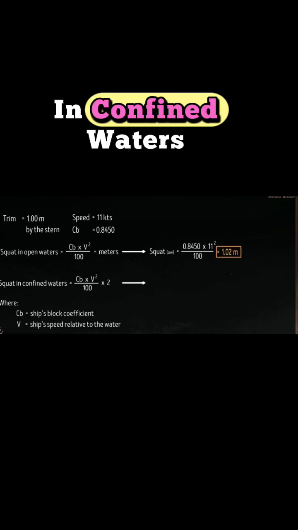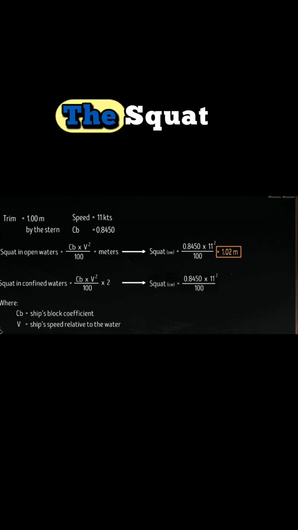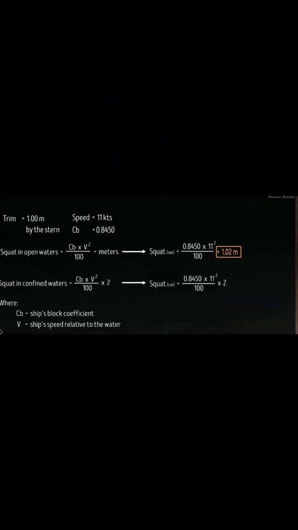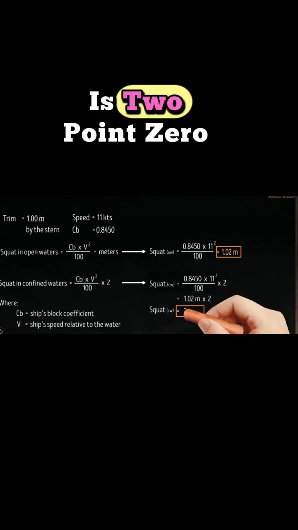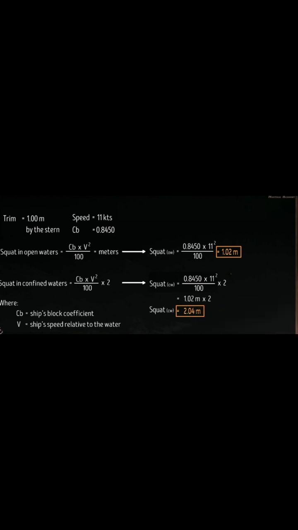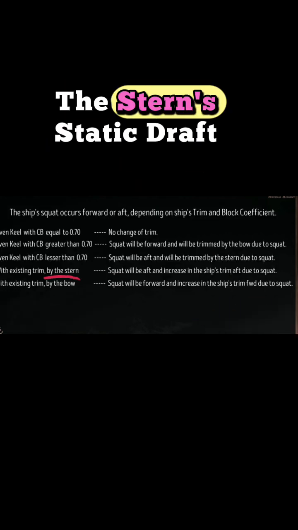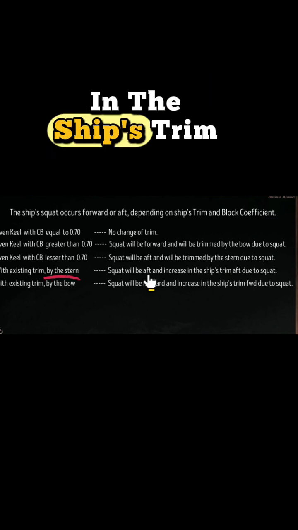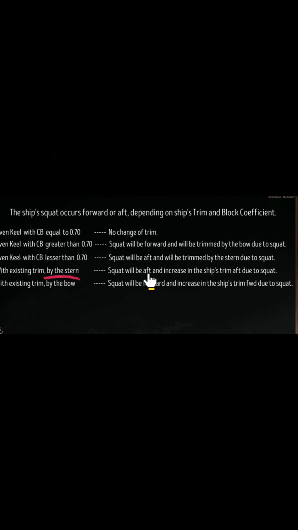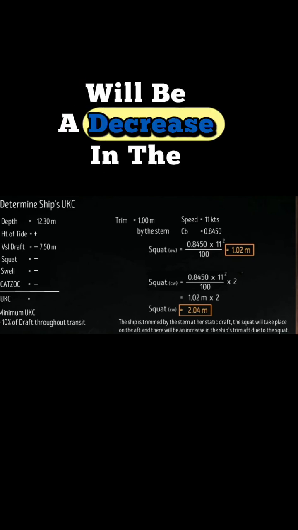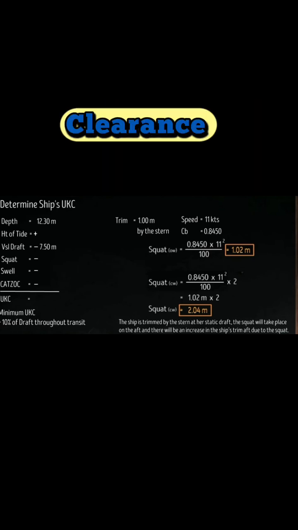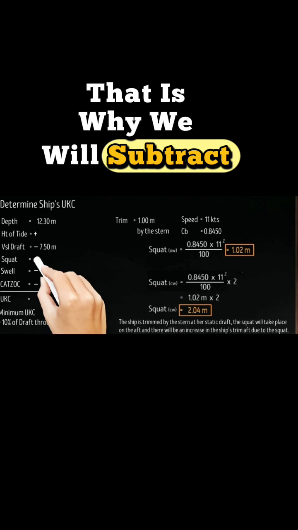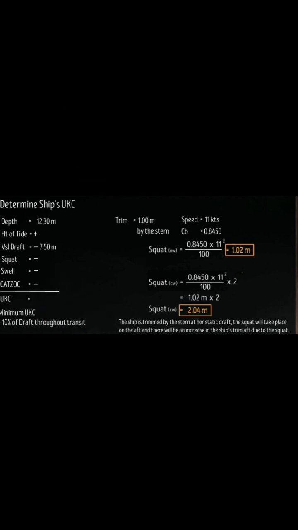For the squat in confined waters, we will just multiply the squat in open waters by 2. So we have 1.02 meters times 2. The squat in confined waters is 2.04 meters. Since the ship is trimmed by the stern at her static draft, the squat will take place on the aft and there will be an increase in the ship's trim aft due to the squat. An increase in the trim will be a decrease in the ship's underkeel clearance. That is why we will subtract the ship's squat from the depth of the water.